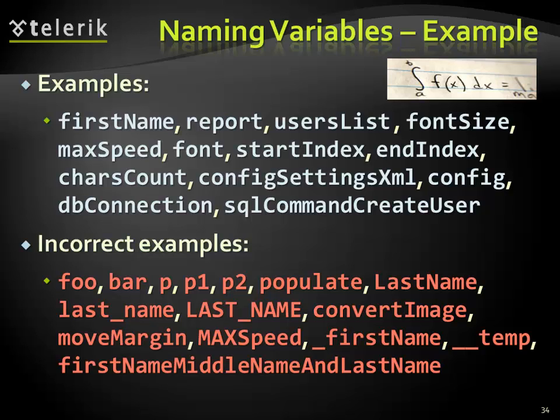firstMiddleAndLastName. That's a very good example of a variable that actually contains several things. So why not separate it into three variables: for first name, for middle name, and for last name? Or if you want this to contain a full name, just call the variable fullName.